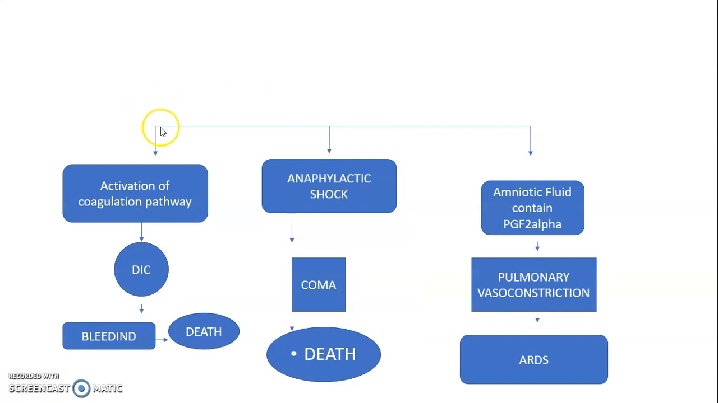When it enters the pulmonary vasculature, it will either activate the coagulation pathway leading to disseminated intravascular coagulation that will further lead to bleeding and death, or it will cause anaphylactic shock that will lead to coma and death, or it may cause pulmonary vasoconstriction due to prostaglandin F2 alpha, which is present in amniotic fluid, that will further lead to ARDS, acute respiratory distress syndrome.